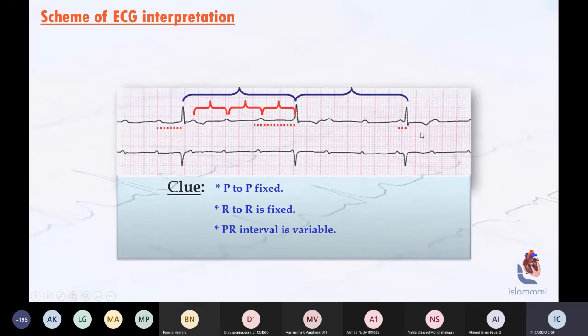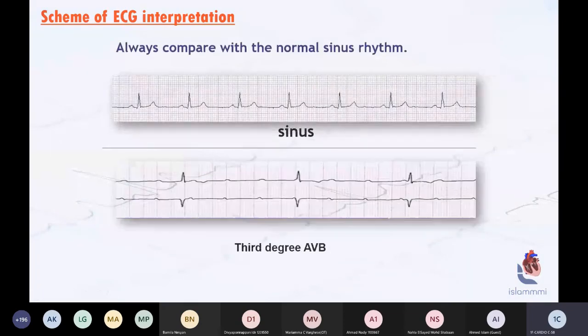And one more trick you can know, there is a bradycardia. So to know this one, fixed P to P, fixed R to R, then variable PR, and then bradycardia. So now this is how to compare between complete heart block and the normal. This is the normal. I know that this is the most difficult part of the presentation, but I will give you some examples so it will make your life easier.